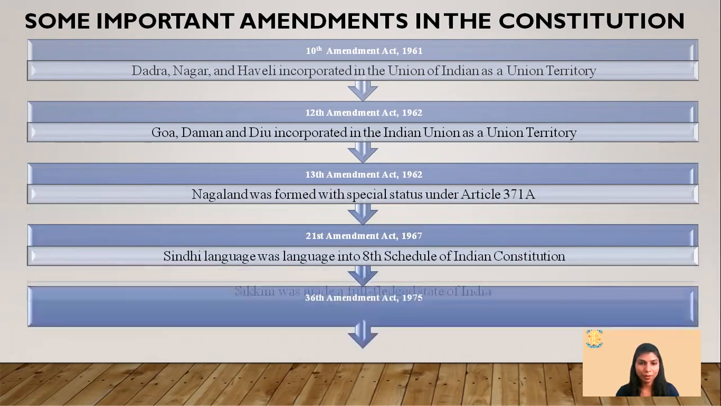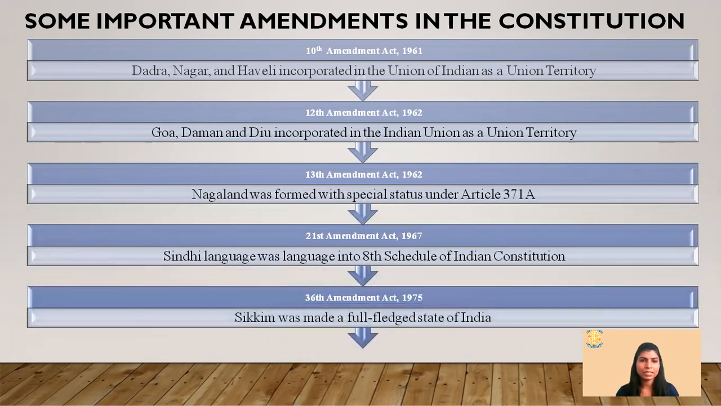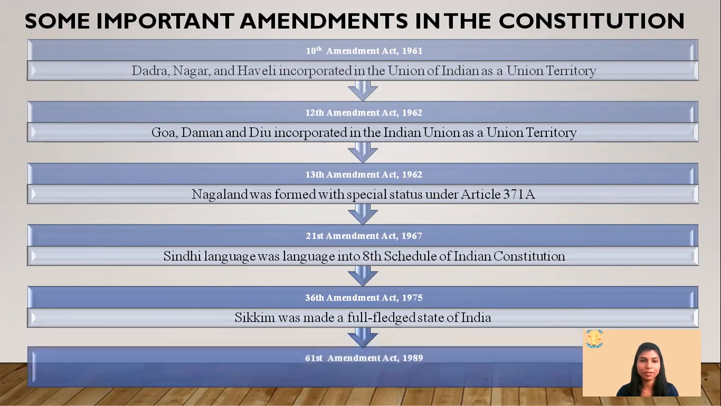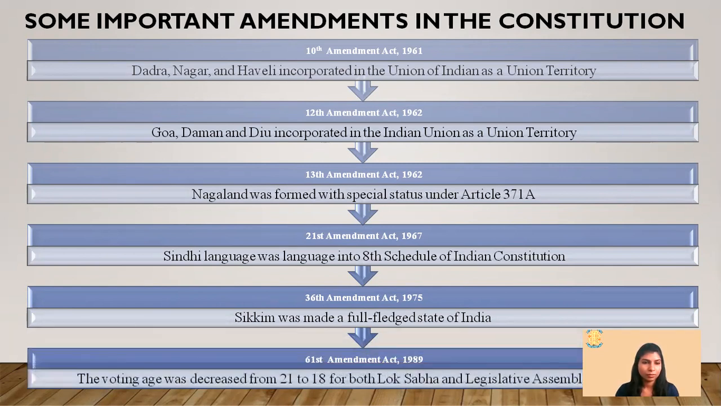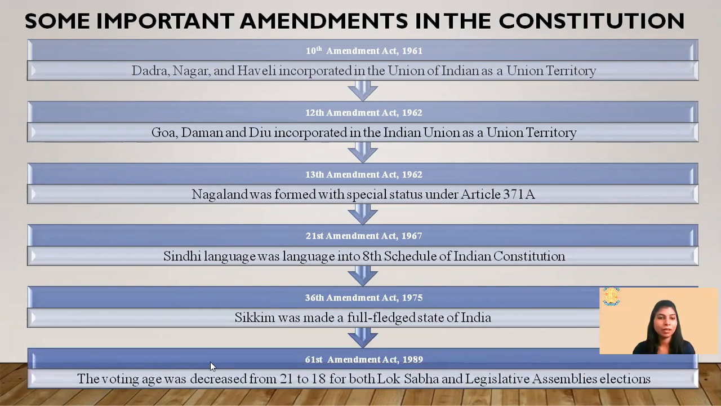There is one more amendment, the 21st amendment. Sindhi language was included in the 8th schedule of the Indian Constitution. The 8th schedule represents the official languages in India. And the 61st amendment is one of the important amendments. The voting age was decreased from 21 years to 18 years for both Lok Sabha and Legislative Assembly elections.